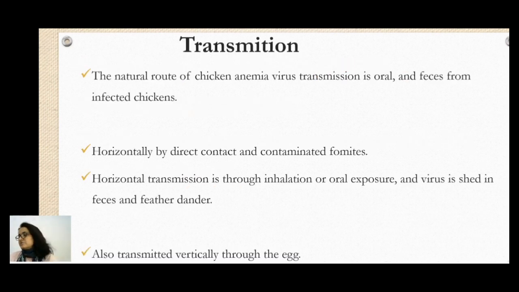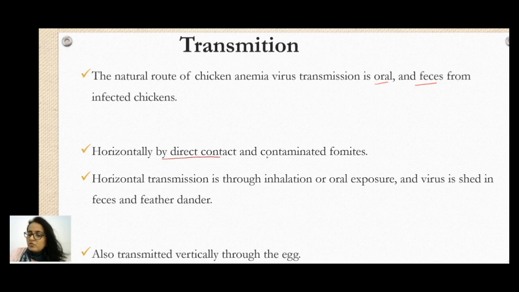Then the transmission of chicken anemia virus. The natural route of transmission is oral, or through feces from infected chickens. Naturally, the virus is transmitted from infected chickens by droplets or feces.